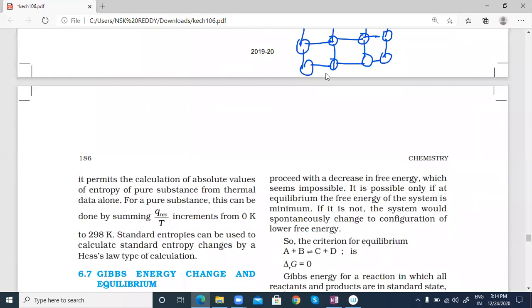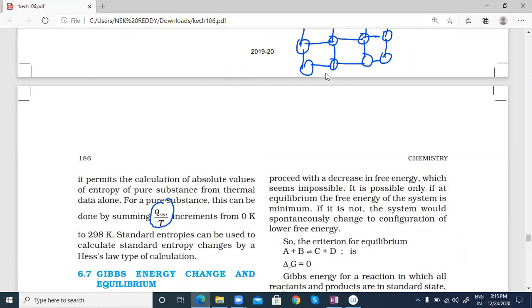So it permits the calculation of absolute values of entropy of a pure substance from thermal data alone. For a pure substance, this can be done by summing q reversible by T increments from 0 Kelvin to 298 Kelvin. Standard entropies can be used to calculate standard entropy changes by Hess law type of calculation. So what is the main use of the third law of thermodynamics? We can calculate standard entropy, sir.